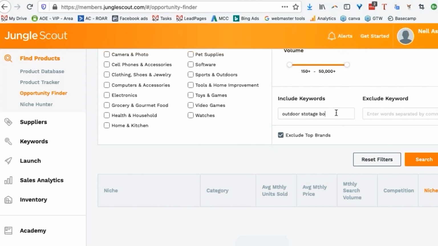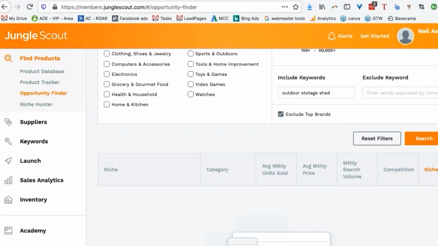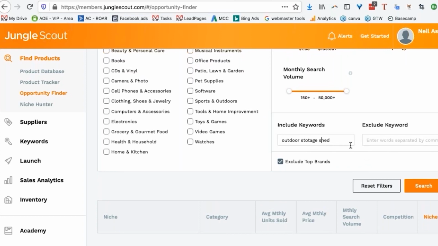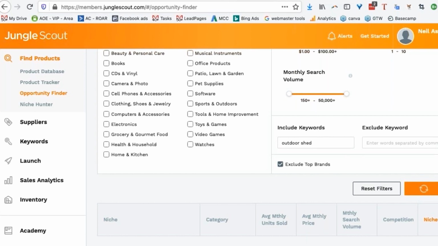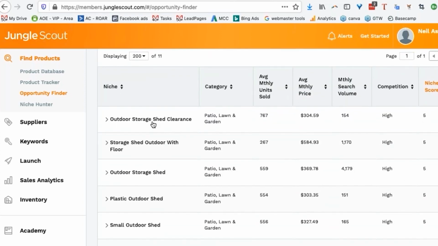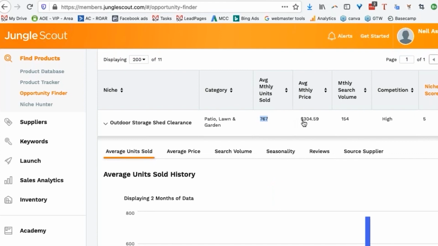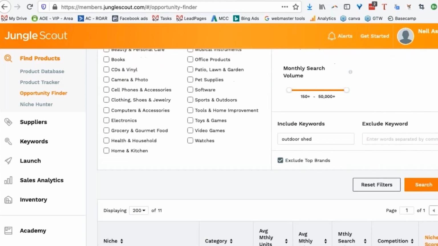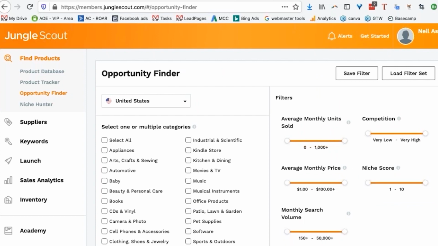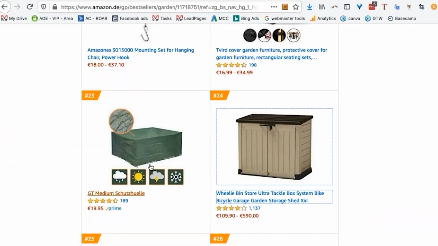Outdoor storage shed. Oftentimes you have to change the way things are described. Outdoor shed. Or you have to go to the listing itself and find an outdoor storage shed. I'll just type that in. Look at that, 767 units sold per month at $300 a pop. Holy shit. Anyway, let's have a look on Amazon Australia and see what that says.